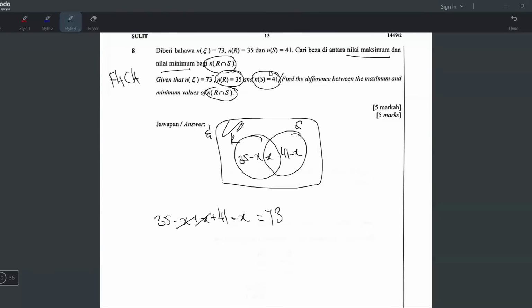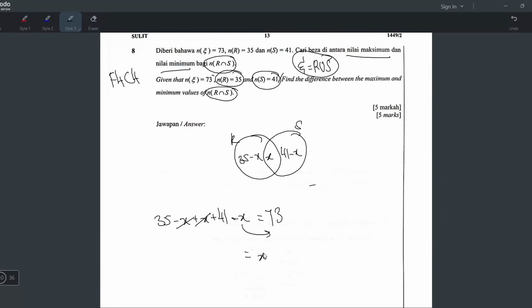If they had mentioned in the question that universal is R union S, that means you can erase this part already. That means this part doesn't exist. It means the universal is these three added together, right? But they never said that. But I think it's like that. I feel like the universal must be equal to R union S, because otherwise there's no way. So I'm just going to assume it's like that and see what happens. Negative X, send it here and it becomes positive, because I want to find X. And then on the left side, press 35 plus 41 minus 73. Let's see what I get. My calculator gives me 3. So X equals 3.